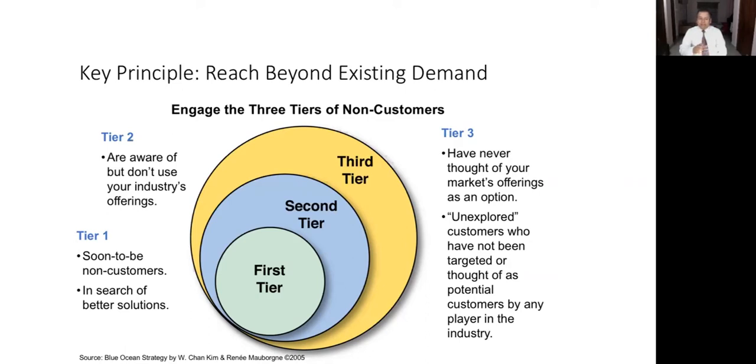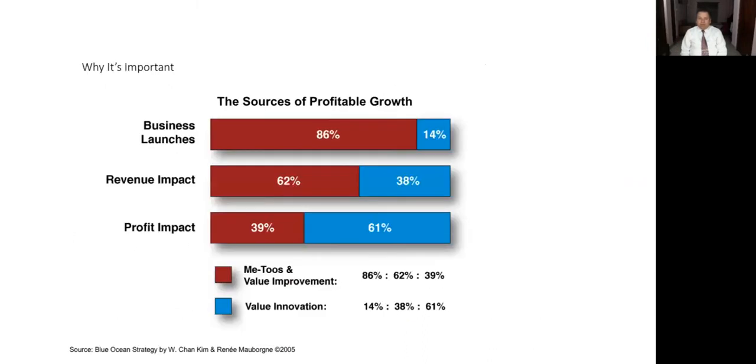You find that. Then you get some of the second tier, aware of but don't use your industry's offerings. And then in the third tier, you have never thought of your market's offerings as an option. And just explore that box, and unexplored customers will be explored at that point also. Why is it important? It has profit impact, it has revenue impact, and it has business launches impact.